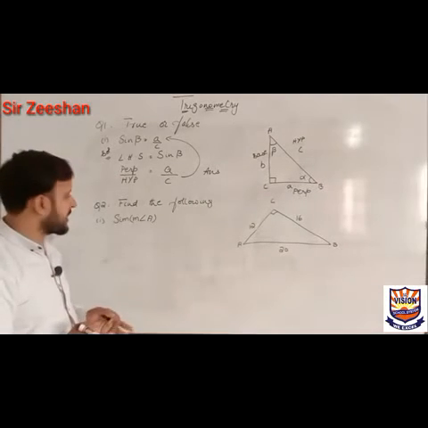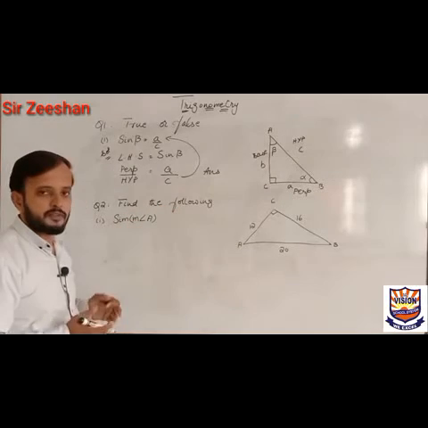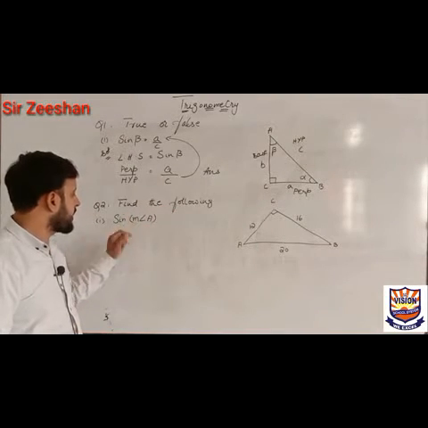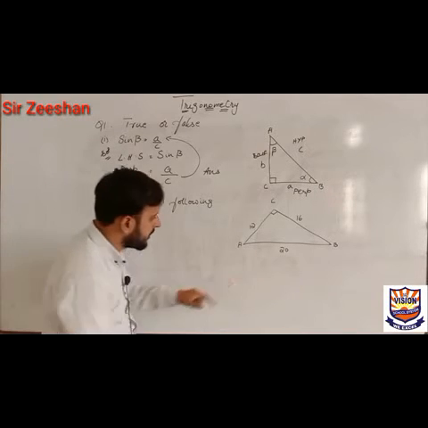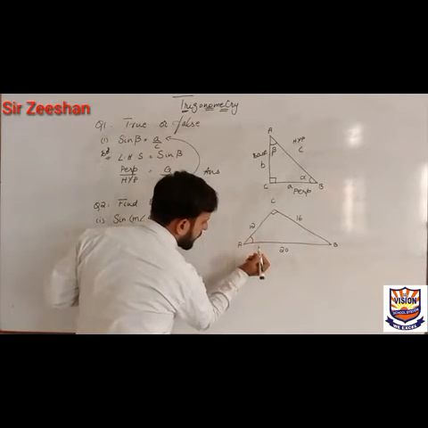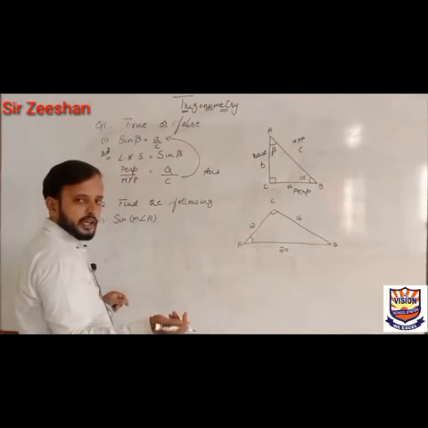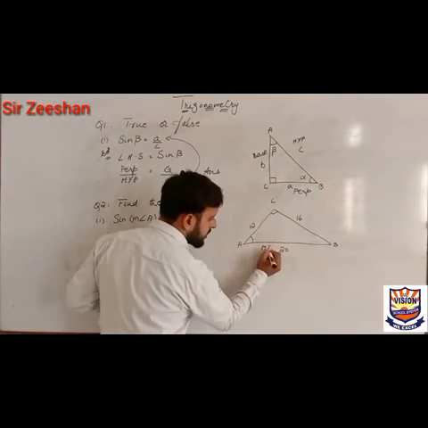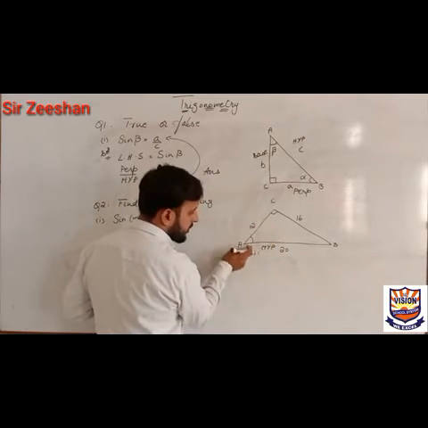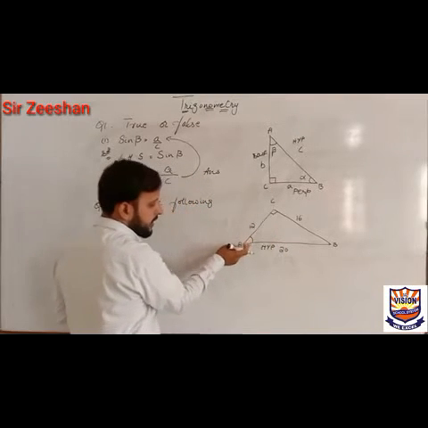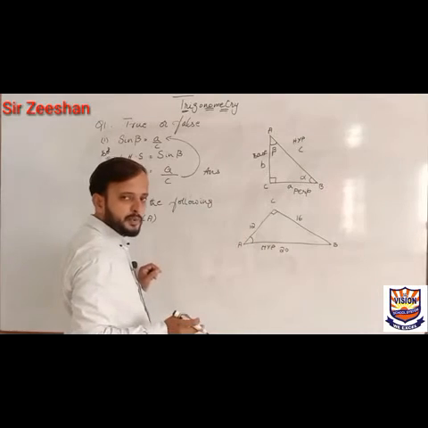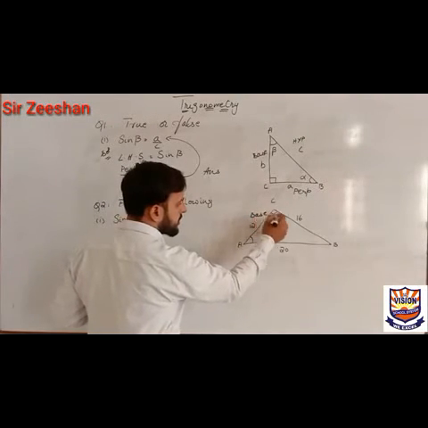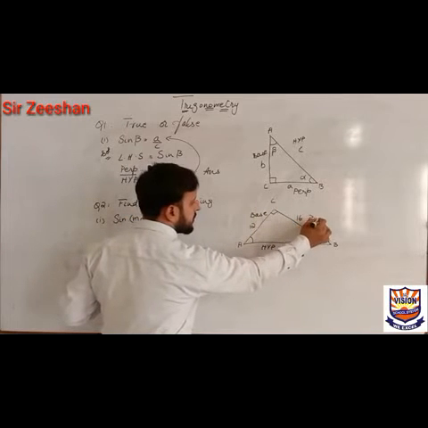Now question number 2 is saying find the value of the following. They have given you sine of angle A. They are talking about angle A here. So according to angle A, the longest side of the triangle is the hypotenuse. This is according to the right angle triangle, and this relationship is between hypotenuse and base. So this will be base, and this here will be perpendicular.